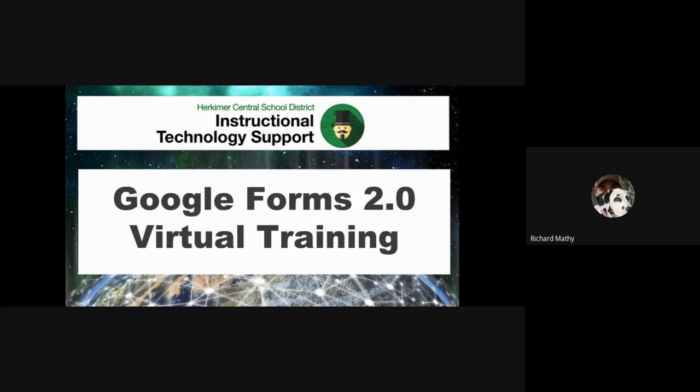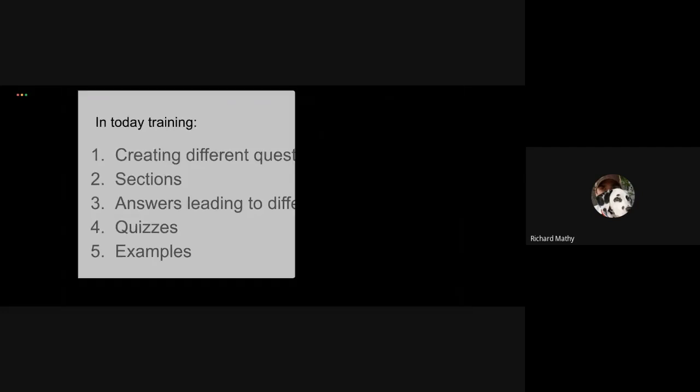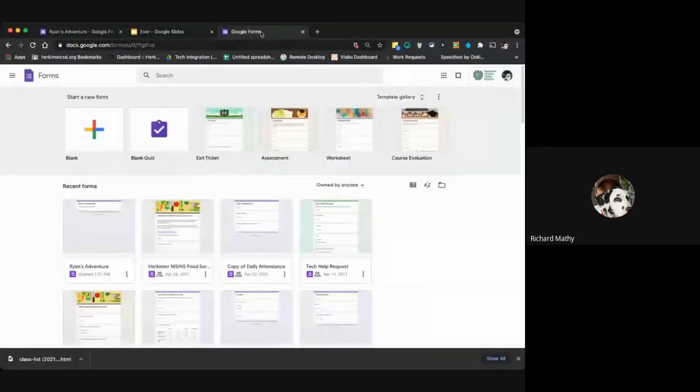This is our Google Forms 2.0 virtual training, and today we're going to be talking about some more advanced things that you can do with Google Forms. For example, in today's training, we're going to talk about creating different question types, sections, options, answers leading to different destinations, quizzes, and some examples of these. So let's get started. Let's look into our Google Forms.